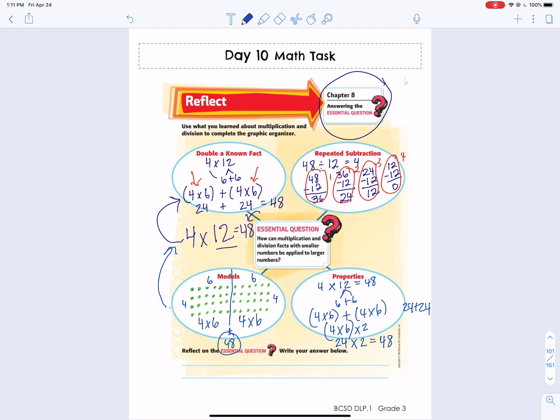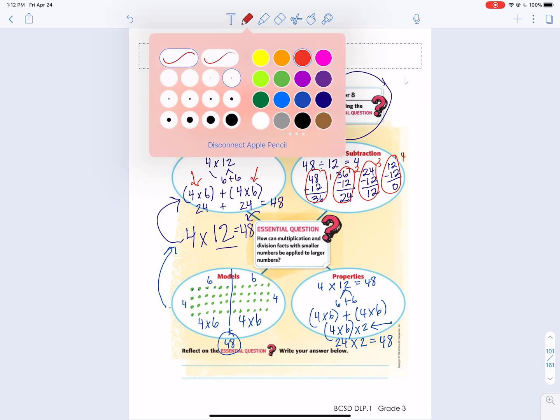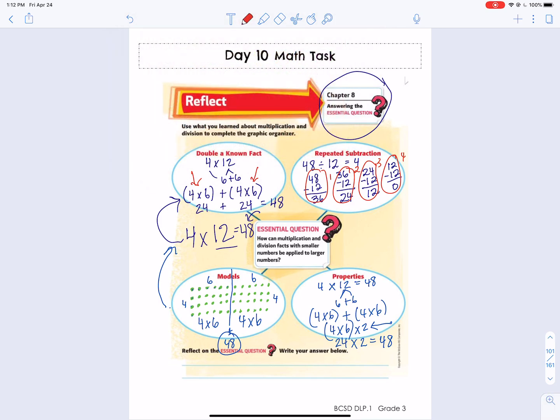Now, the other way to write this, let me make some room for myself. The other way to write this would be to write it grouped differently, with our parentheses in a different place. 4 times 6 times 2. I could do 6 times 2 first, and I get 12. Then I still have to do 4 times 12, and I already know that is 48 as well.